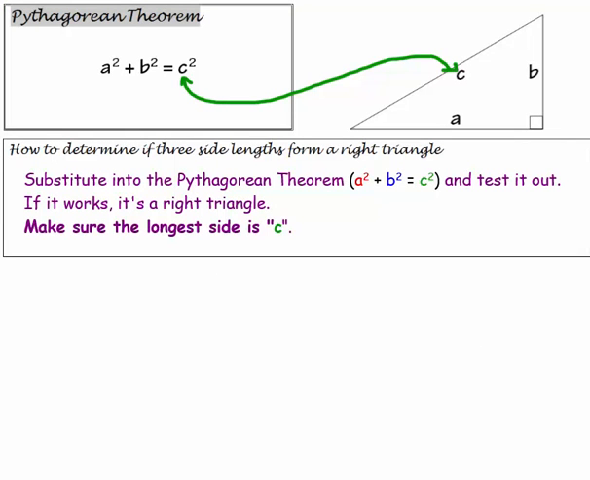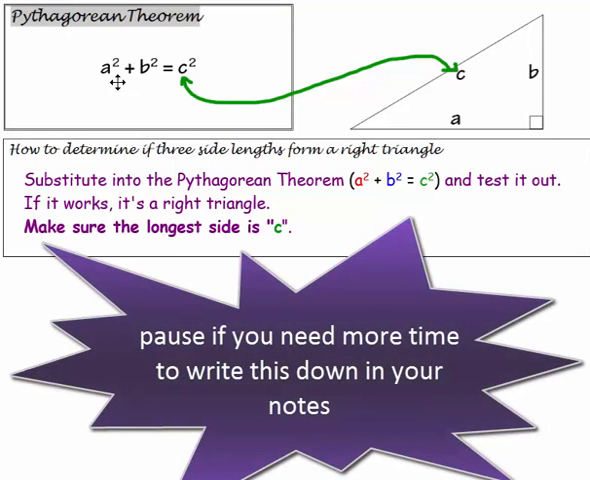So first, how to tell if a triangle is a right triangle. If we have the three side lengths, we can substitute all three into the Pythagorean theorem. And if the two sides match and are equal, then it's a right triangle. Otherwise, it's not. The key here is to make sure that you use the longest side for the hypotenuse C in your Pythagorean theorem.